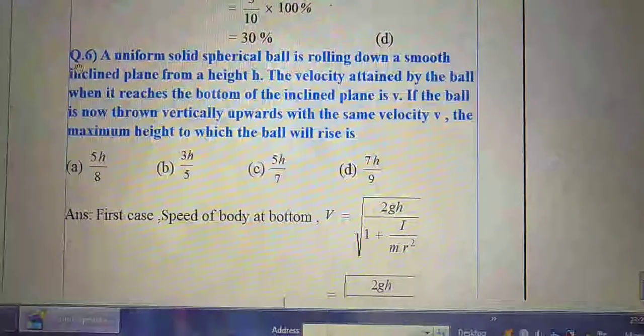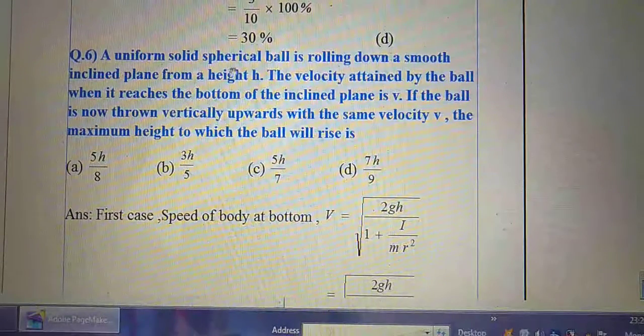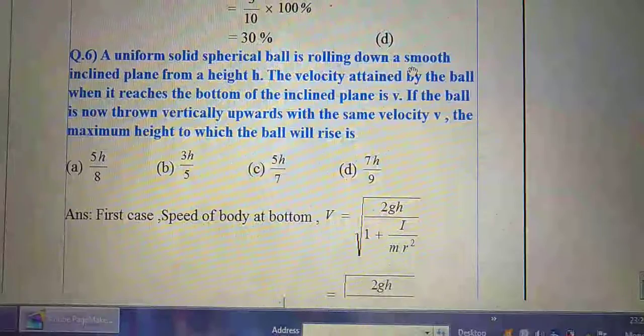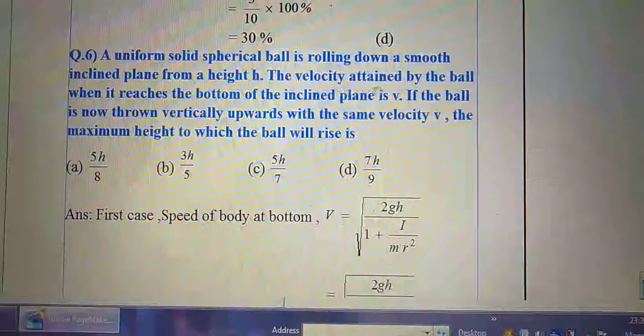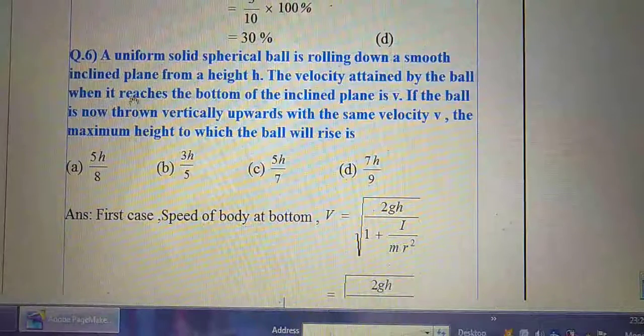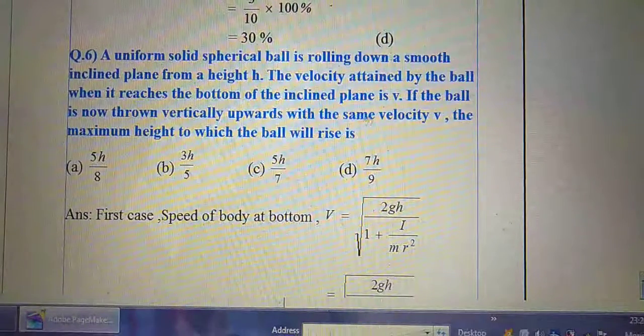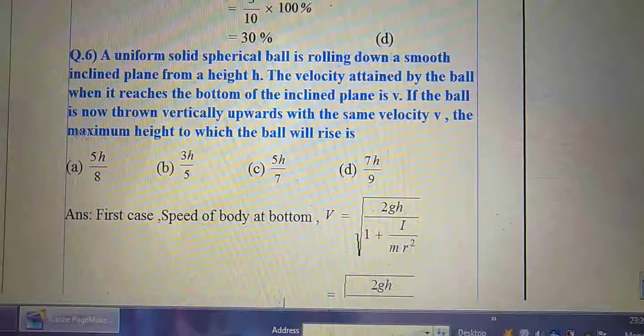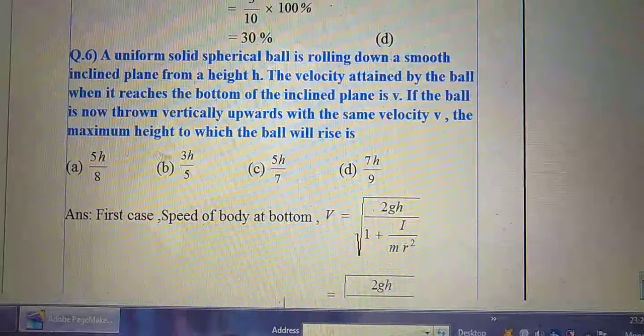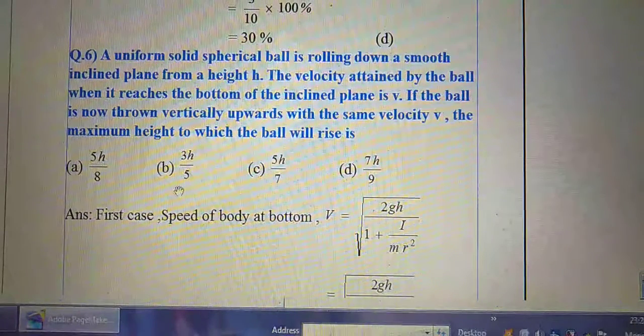Next one. A uniform solid sphere ball is rolling down a smooth inclined plane from a height h. The velocity attained by the ball when it reaches the bottom of the inclined plane is v. If the ball is thrown vertically upwards with same velocity v, the maximum height to which the ball will rise is.